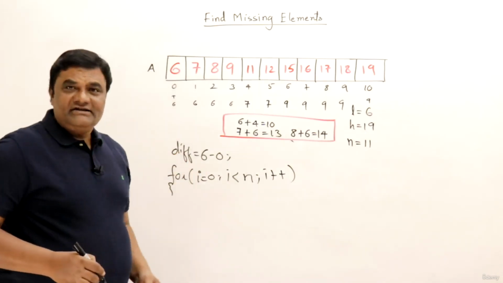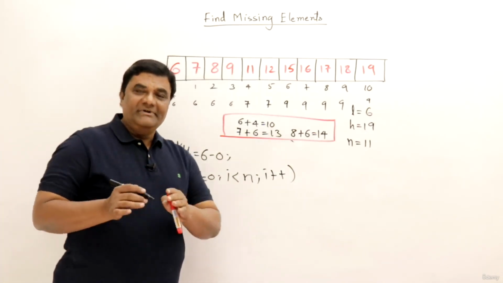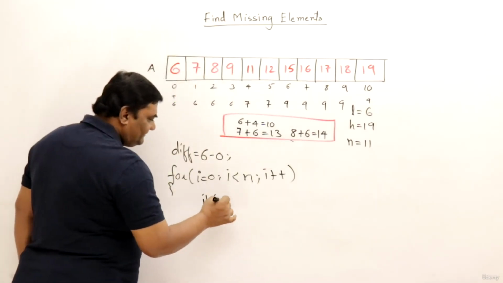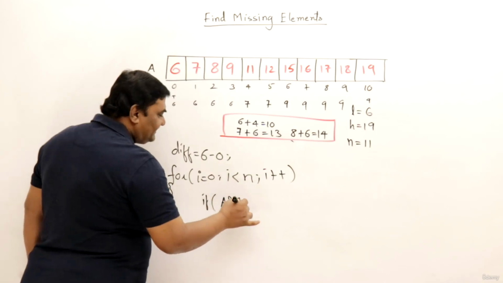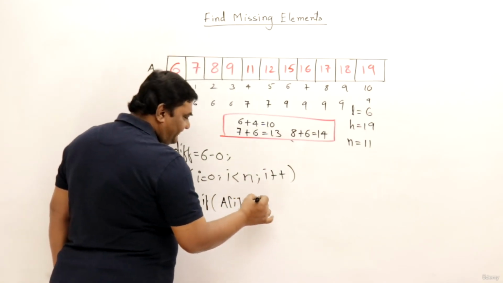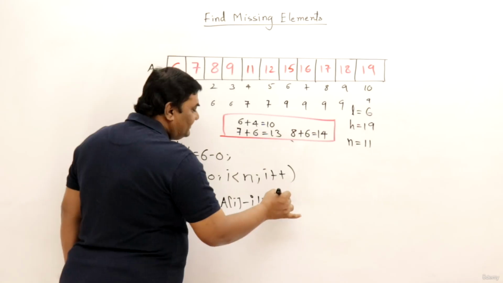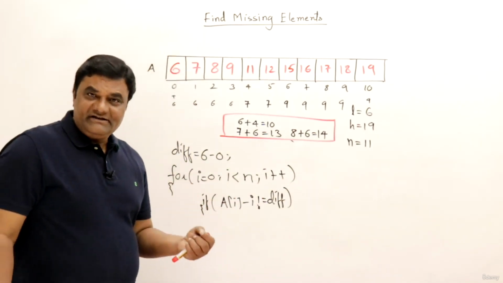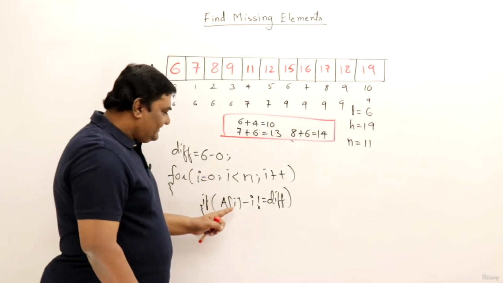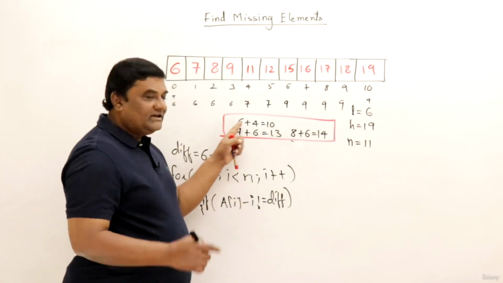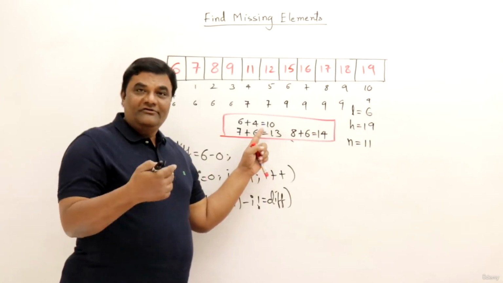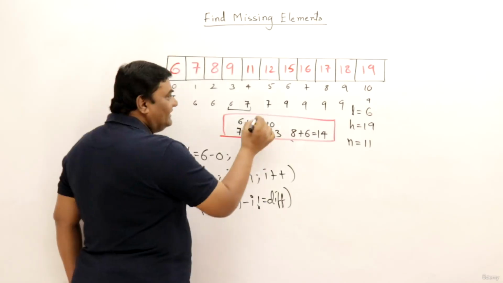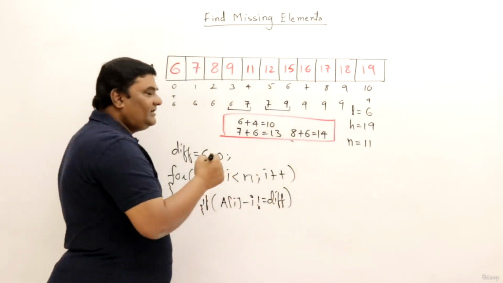Then every time I should check whether the same difference between the element and index is maintained. So if the element at i and i itself, if we take the difference, is not equal to the starting difference, it means some element is missing, right? Now this difference may be 1, or maybe 2, or maybe more. See, in this example the new difference was 1. Now in this example, the new difference is more than 1.